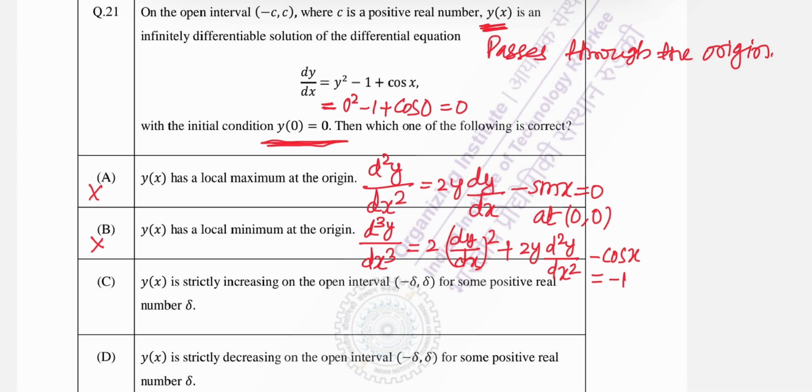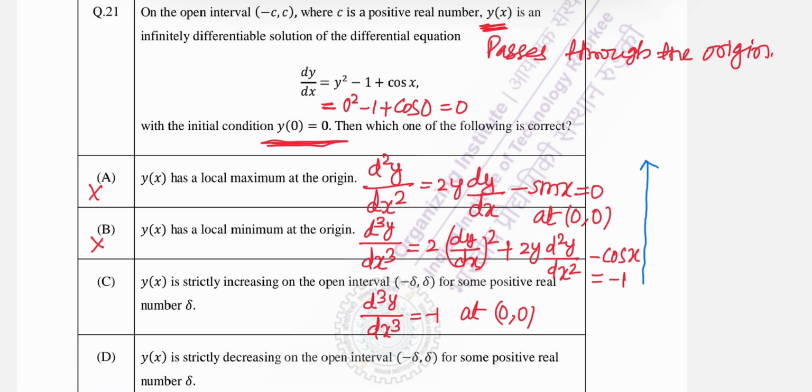Okay, now we go in the reverse direction. Reverse direction means now I will go from the bottom to the top, and we have what we have so far. So far we have d3y by dx cube equals minus 1 at the origin. Okay, so I can write the same here.